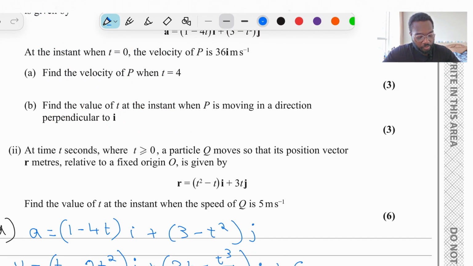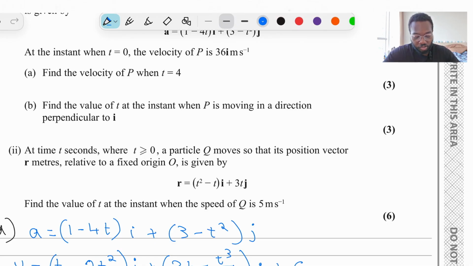For part 2, we have that at time t seconds, where t is greater than or equal to 0, a particle Q moves so that its position vector r meters relative to a fixed origin is given by this equation here. We need to find the value of t at the instant when the speed of Q is 5 meters. The key word here is speed, so we know that we're going to have to do some type of Pythagoras' theorem.